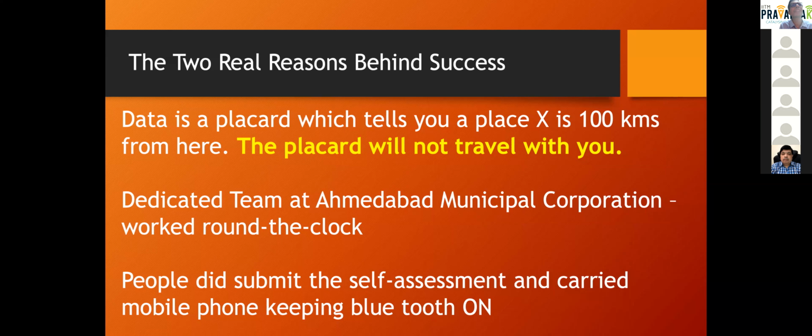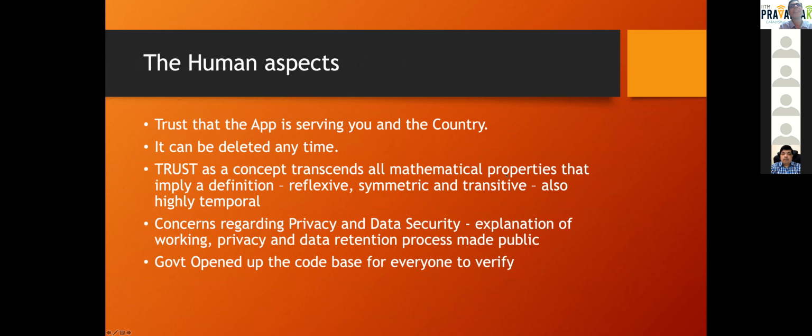And how do we do that? So this is the last part. This is where the humanities come in. There are a lot of human aspects here, right? First and foremost, there should be a trust that this app is serving you and the country. The second thing is, it can be deleted. If you are not comfortable, you can go and delete it at any point of time. So these are the things that we try to tell the public, and many of them agree.